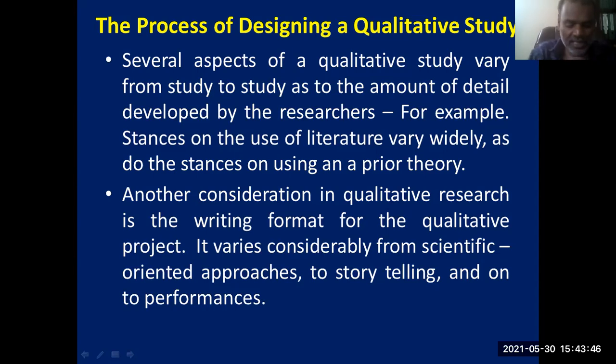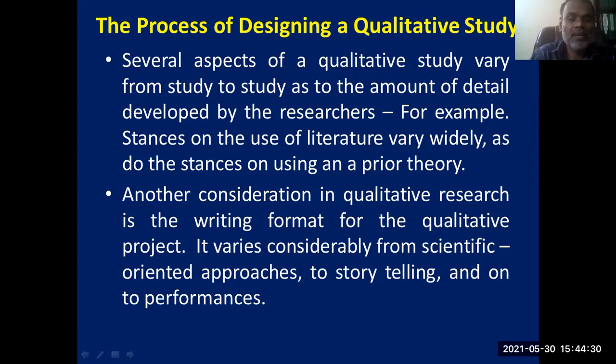But there are aspects you need to give importance to. On the previous slide, we were just discussing the minimum level of process. Within that minimum level, we need to give priority to certain aspects that need to be strengthened or given much importance. For example, several aspects of a qualitative study vary from study to study as to the amount of detail developed by the researcher. Even within the qualitative study, the process we explained in the previous slide can vary from study to study, because the amount of detail collected by the researcher will tell you which aspect is going to be given much importance.